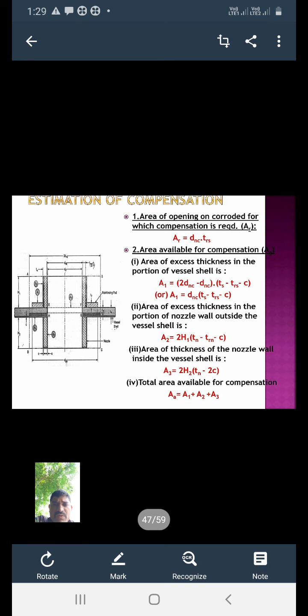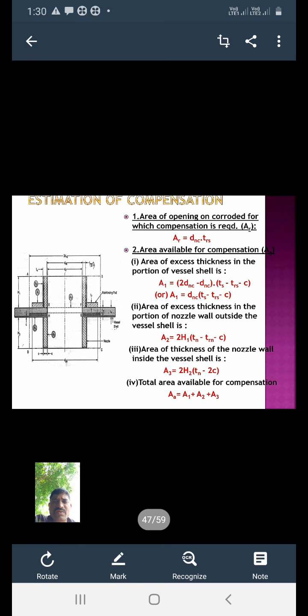Second, for the outside of the vessel shell, A2 is equal to 2H1 into Tn minus Trn minus C. And third condition, area of the thickness of the nozzle wall inside the vessel shell, A3. See in the figure I have shown A1, A2, A3. A3 is equal to 2H2 into Tn minus 2C.